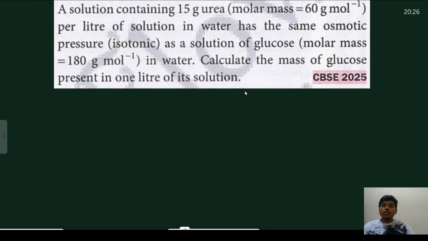So this question is homework, I'll give some homework also. Easy question, you can do. Two solutions are given, they are isotonic to each other. You need to find out the mass of glucose present in the solution. That's simple. Clear? Any doubt?